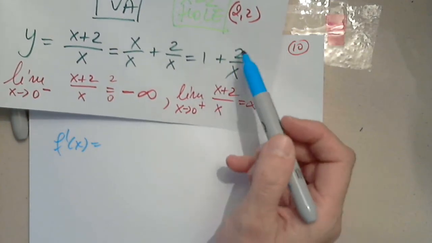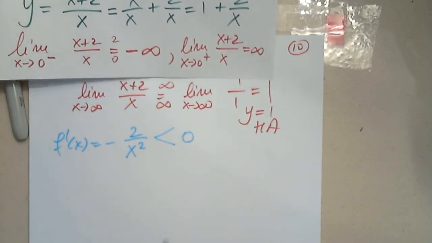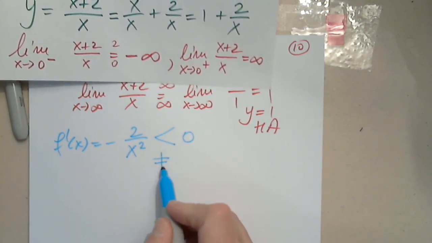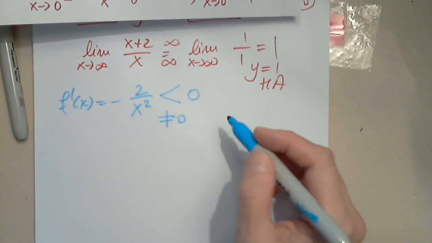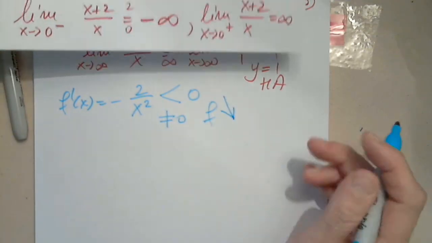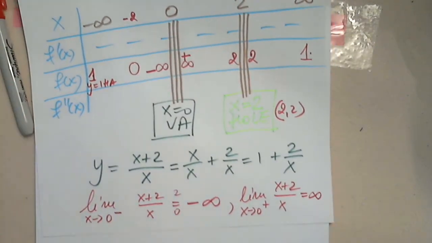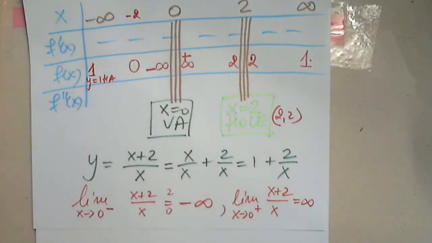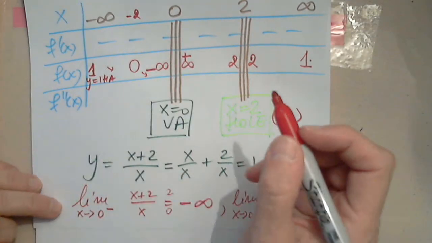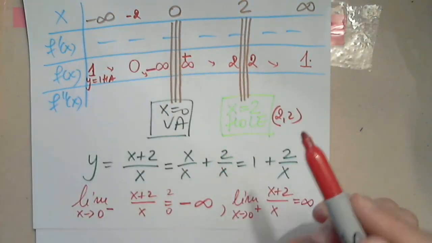1 prime is 0. This will be negative 2 over x squared. I love it. It's always less than 0, never 0. A fraction is 0 only when the top is 0. So the function is always decreasing. But I don't know if I made an error anywhere, so let's check. From 1 to 0 to negative infinity, is it decreasing? Yes, it is. From positive infinity to 2, yes. From 2 to 1, yes.